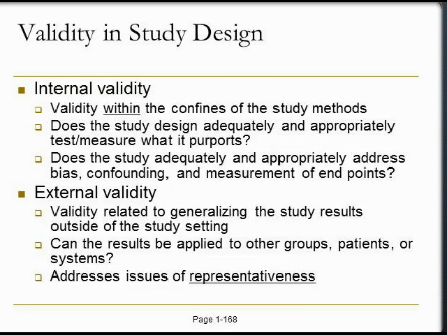Let's start with validity. First, two important types of validity, internal validity and external validity. So when a group of you are sitting around a lunch table in a journal club talking about the pluses and minuses of a study, for the most part, the things that you're describing or discussing are the internal validity of that study. That is, validity within the confines of the study methods. Is the study design appropriate? Does it actually test or measure what it purports? Is the conclusion that's drawn by the investigators appropriate?